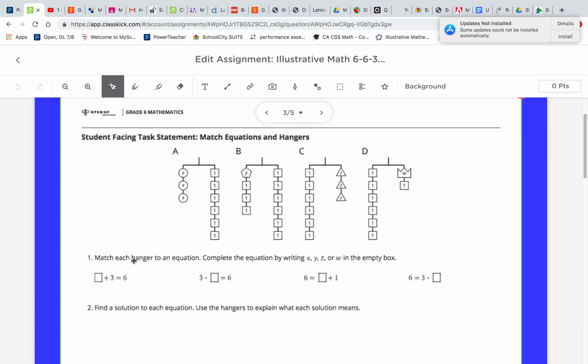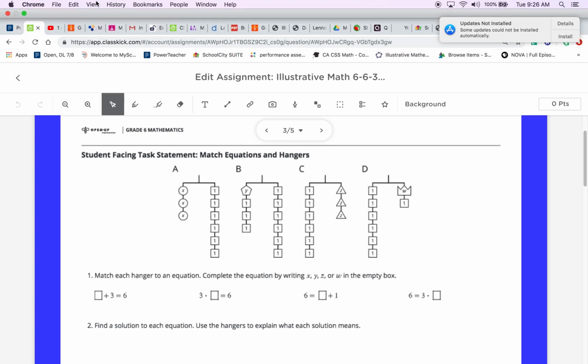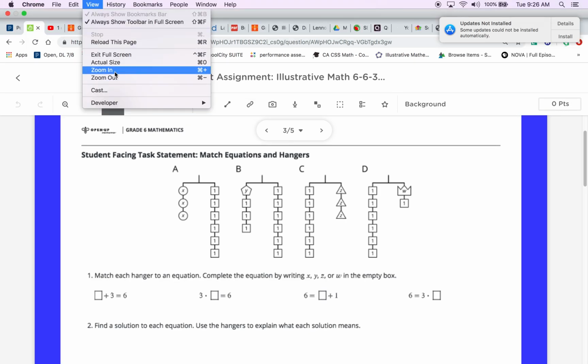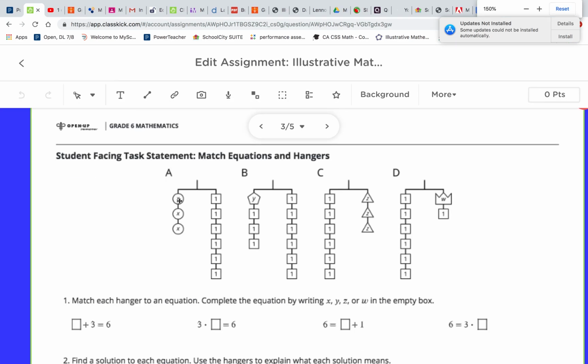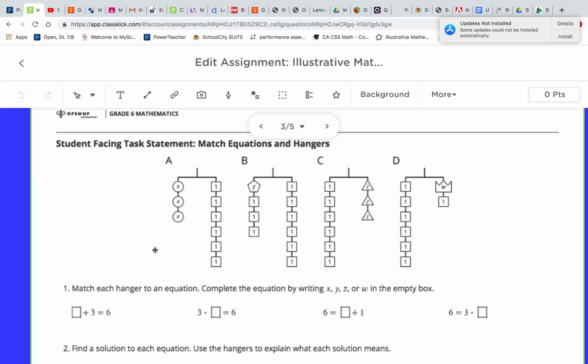Okay, so to match each hanger to an equation, we're going to see which hanger, A, B, C, or D, goes with these equations, and then we're also going to add in a letter into each of the boxes here. So I'm going to zoom in just a little bit to make it a little bit easier to fit the letters into the boxes.